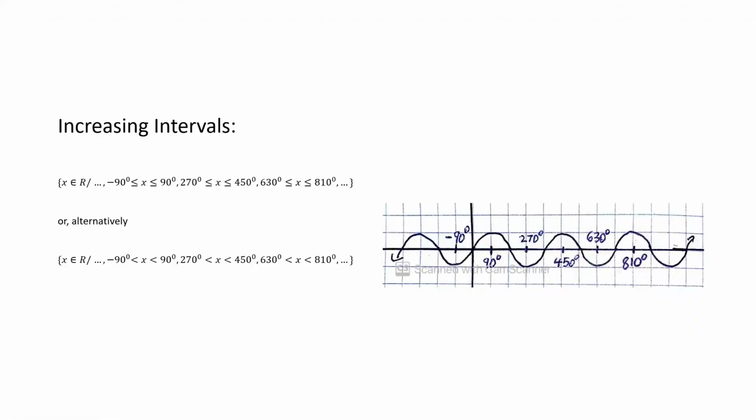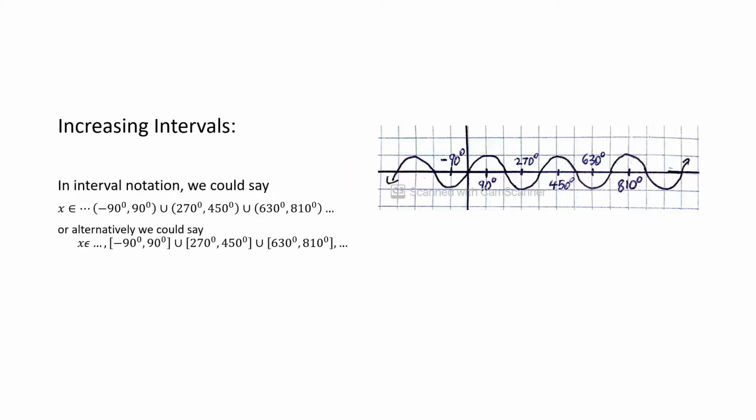But as we said a minute ago, by putting these dots here, you're telling the reader to look for the pattern, and it goes in both directions. That's for increasing intervals in set notation. We could also do it in interval notation, of course.